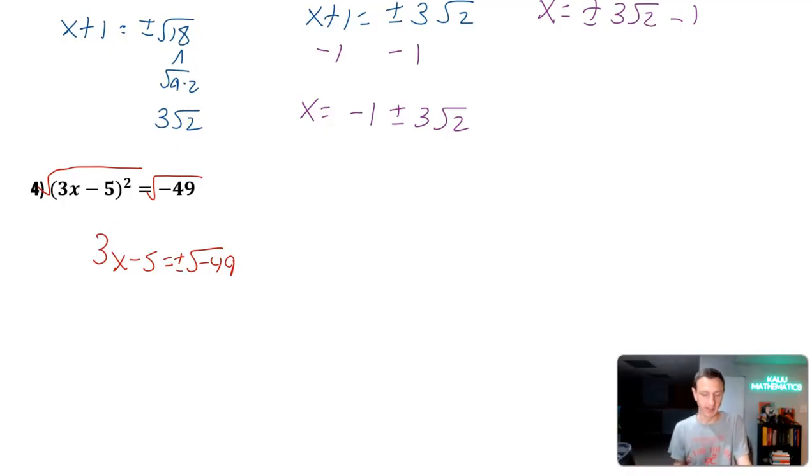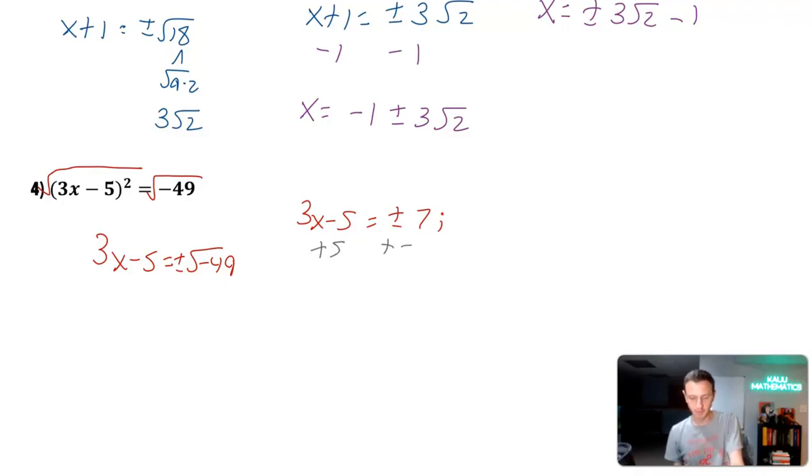First of all, the square root of 49 is 7, but I have a negative, so we have to pull out i. So this is going to be 3x minus 5 equals plus or minus 7i. Because the square root of 49 was 7, and then that negative inside a radical, you have to pull out i. So the square root of negative 1 is i. So I have plus or minus 7i. Now we're basically just solving an equation. That's all we want to think about here.